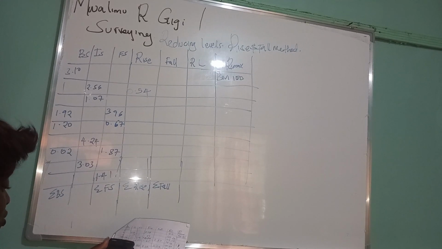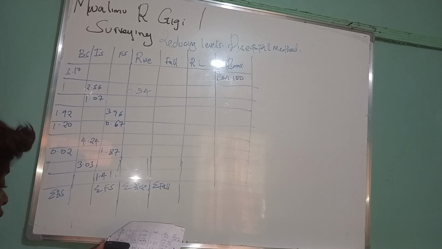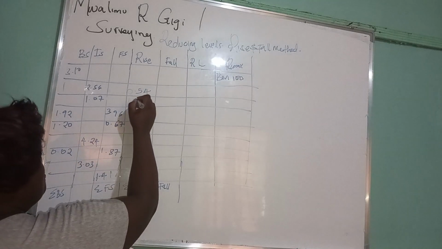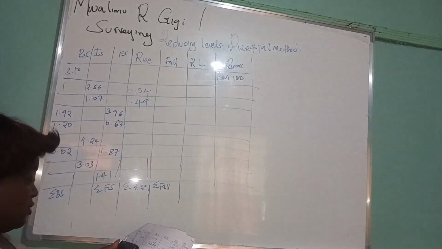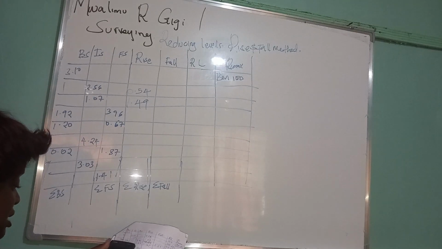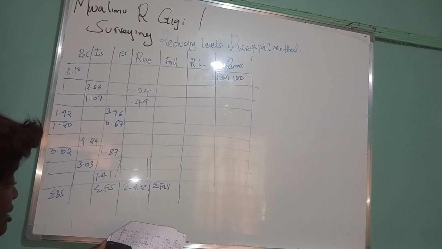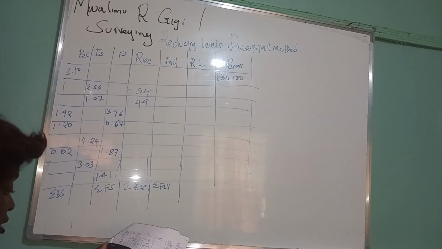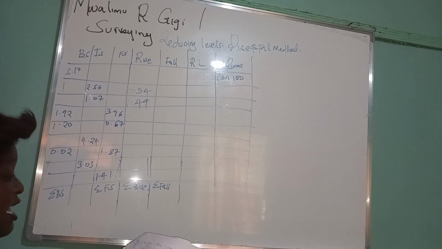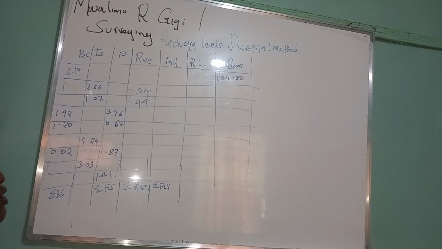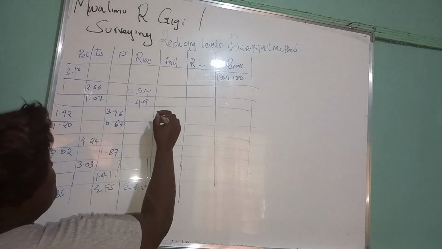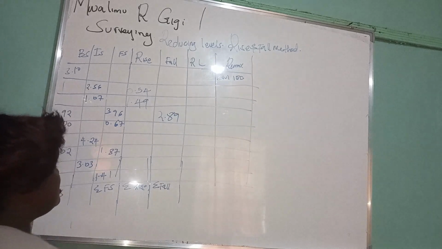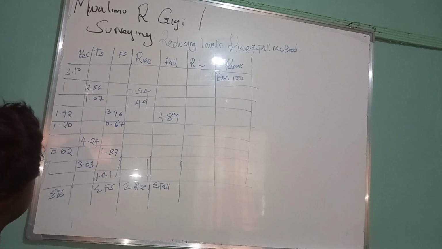So next we go to 2.56 minus 1.07. So it is 1.49. So it is a rise of 1.49. Then 1.07 minus 3.96. So it is negative 2.89. So it is a fall of 2.89. So we go to next.